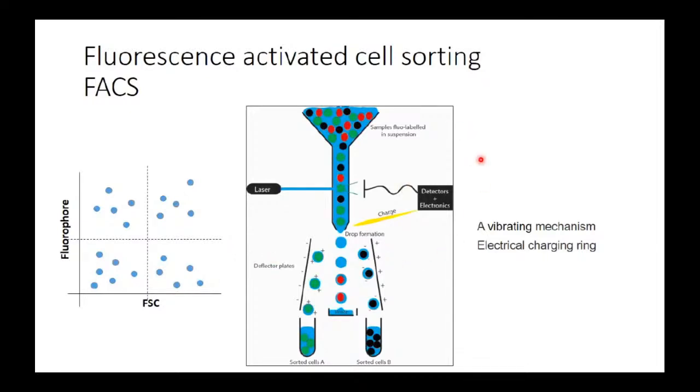So I can adjust the settings of the program, and then the electrical charging ring will charge the cells. Then I have different electrodes, negative and positive, and the positive cells will go to the negative electrodes, and the negative cells will go to the positive electrodes, and the neutral cells will go to the waste. In this case, I will have two groups of cells: the cells that are expressing the protein and the cells that are not expressing the protein. And this is what we call cell sorting.